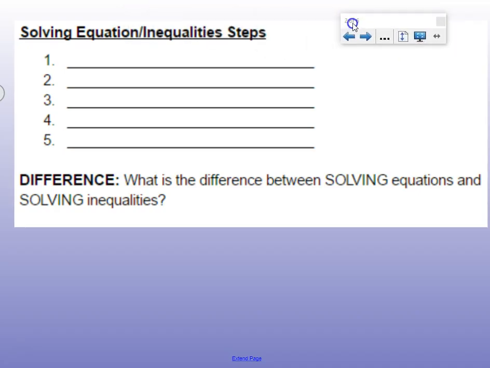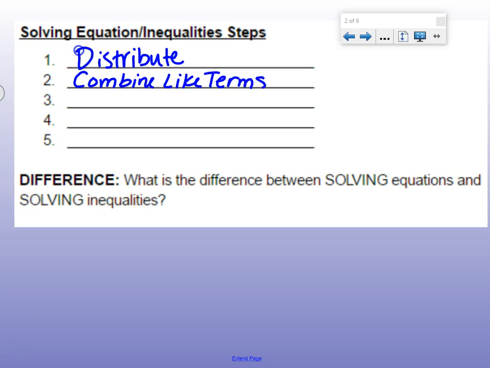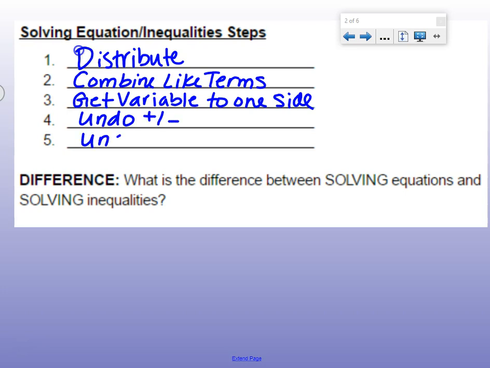Solving equations and inequality steps. If we remember these, number 1 is distribute. Number 2, combine like terms. Number 3, get variable to one side. Number 4, undo addition and subtraction. Number 5, undo multiplication and division.